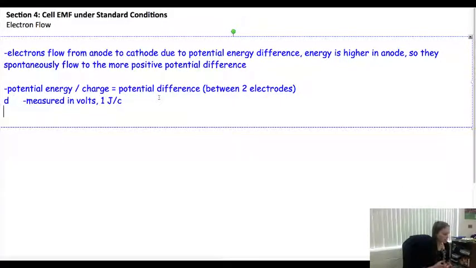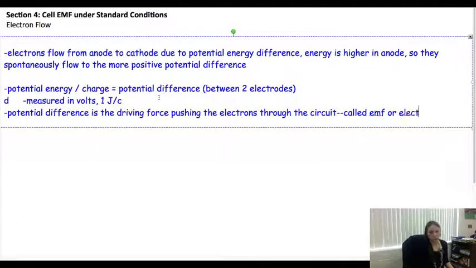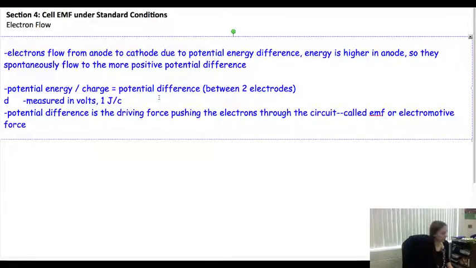Okay, the potential difference is the driving force behind the reactions, pushing the electrons through the current, through the circuit, and we call that EMF, or electromotive force. Now it's called electromotive force because it's the electrons that are motive or moving, and that's the force that pushes them to move. That difference is the force pushing an electron to move from one spot to the other. If there wasn't any difference to push the electrons from one spot to the other, they wouldn't move.